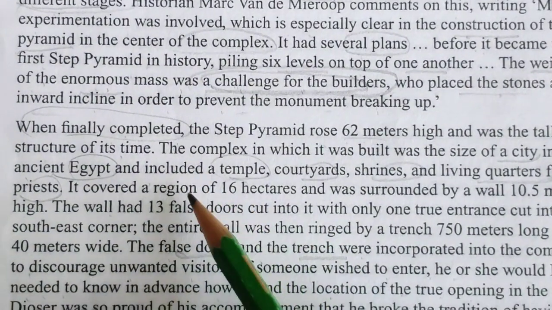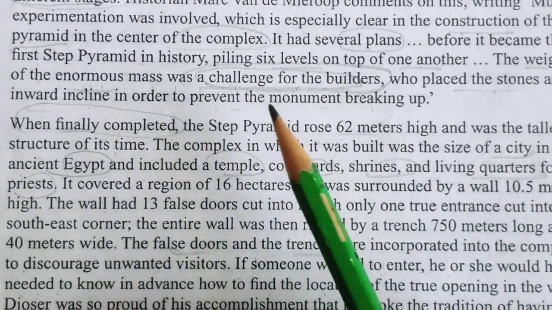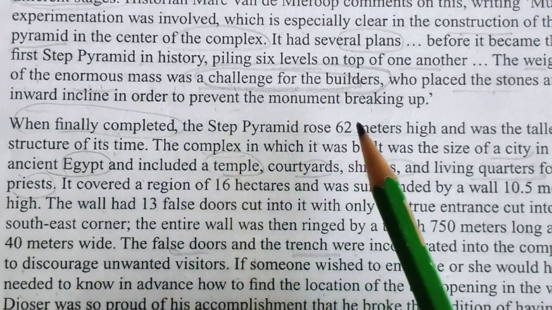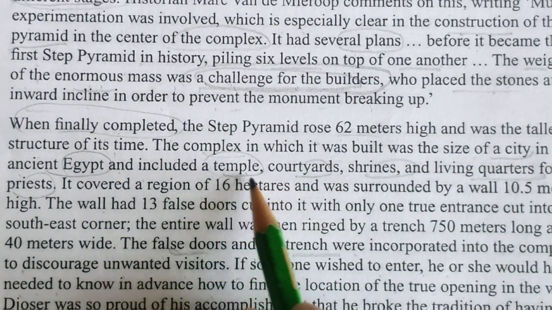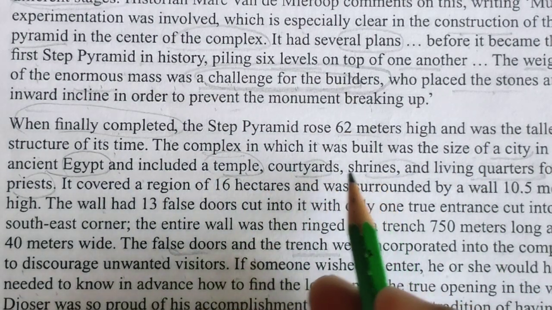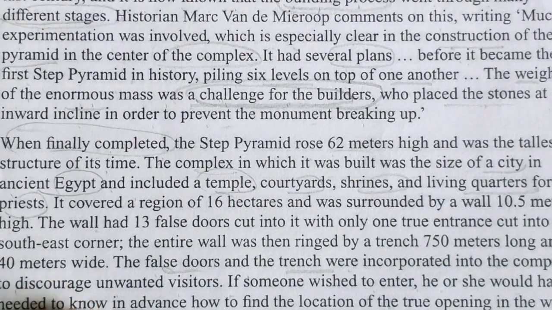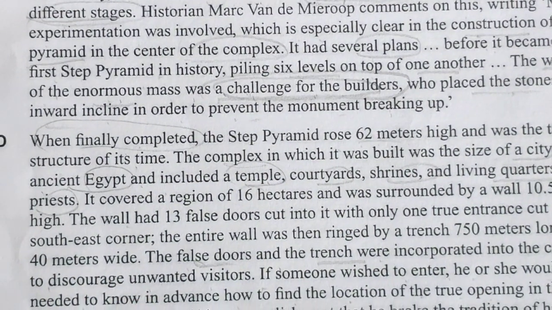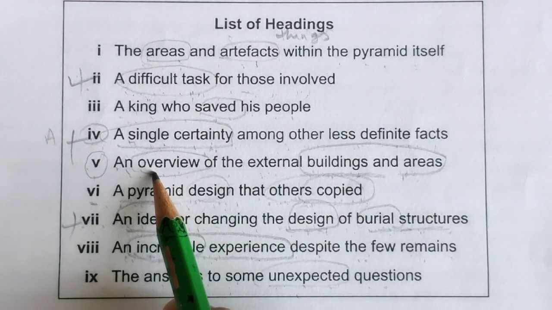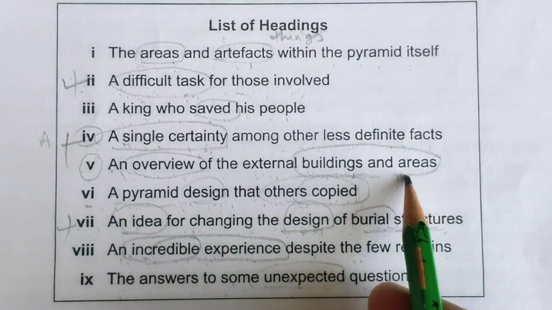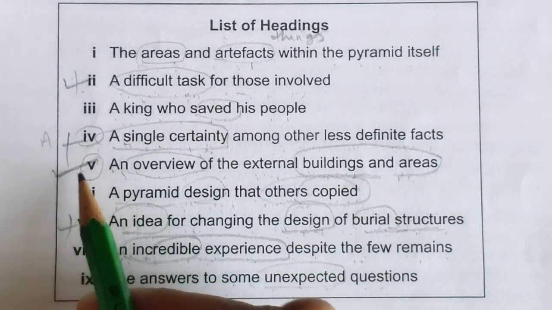So in this paragraph I am sure now they are talking about a complex and city-like thing. Temple is also there, courtyard is also there. So now that was the correct heading I was looking for, and yes, an overview of the external buildings and area. Now this is correctly matching with that.